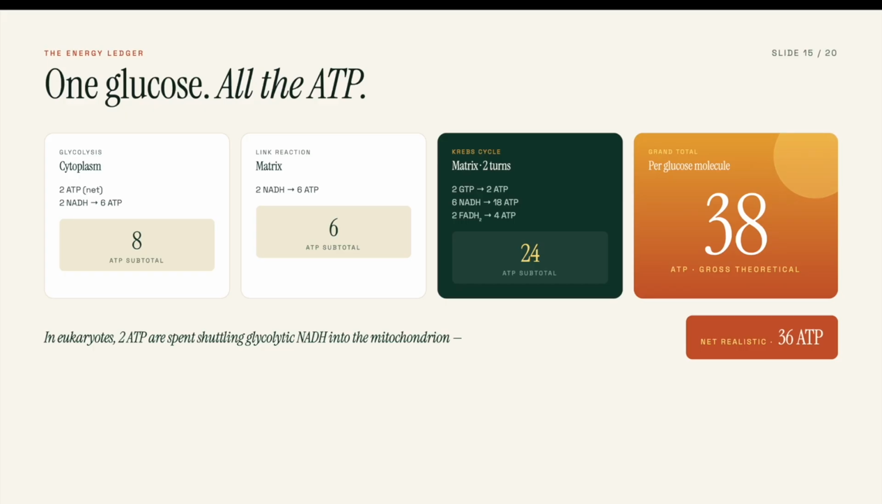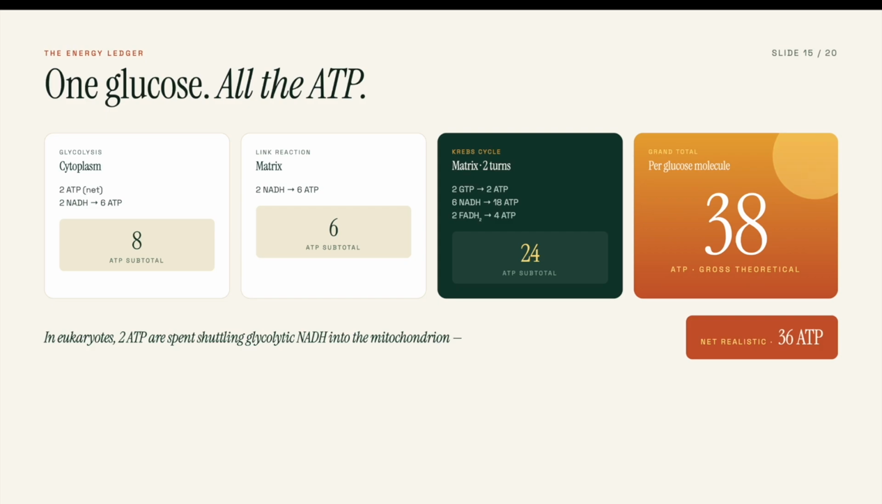Glycolysis gives us 2 ATP directly plus 2 NADH. Each NADH is worth 3 ATP in the electron transport chain. So glycolysis total is 8 ATP equivalents. The link reaction gives 2 NADH, that is another 6 ATP.